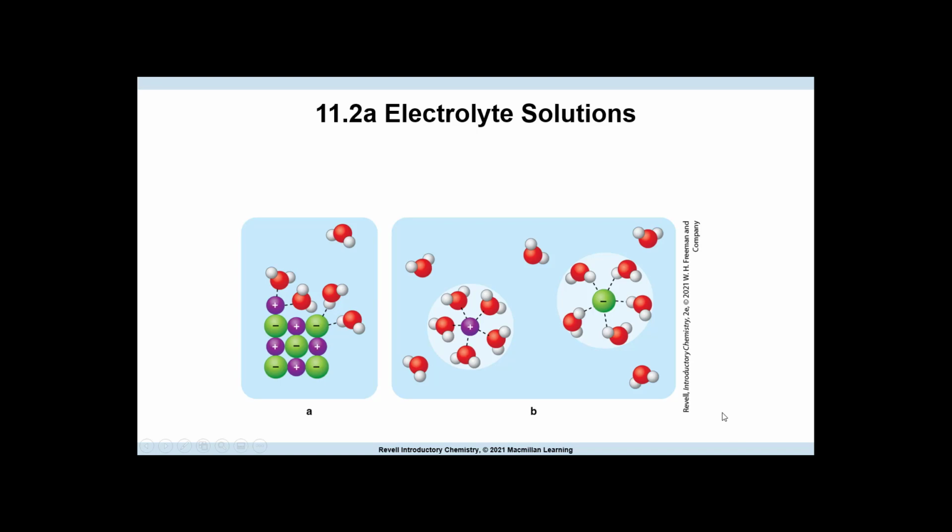Hi class, we are now on 11.2a, Electrolyte Solutions. So in the previous chapters, we introduced solutions of ionic compounds in water. Recall that when ionic compounds dissolve in water, they dissociate. That is, they separate into positive and negative ions. Because these compounds increase the ability of water to conduct electricity, they are commonly called electrolyte solutions.